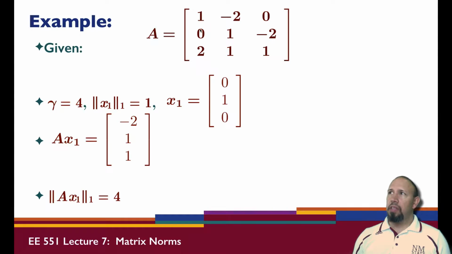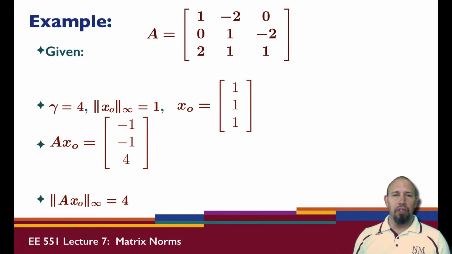The sum of this is 3. The sum of this, absolute values, is 4. The sum of this is 3. So 4 is the largest value, and that's where this upper bound comes from. And we see that if we use this vector, when we multiply this vector times this matrix, we get this column. This column has norm 4, even though x1 has norm 1. Again, the absolute sum of this is 1, and so we have the relationship that we need. So this is what we have for the one norm for that matrix.